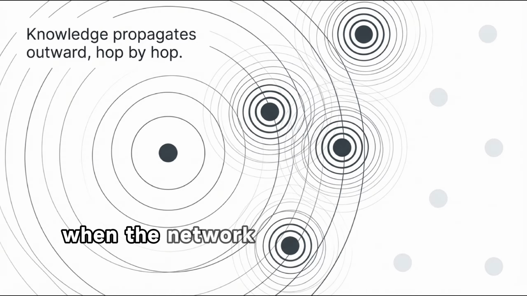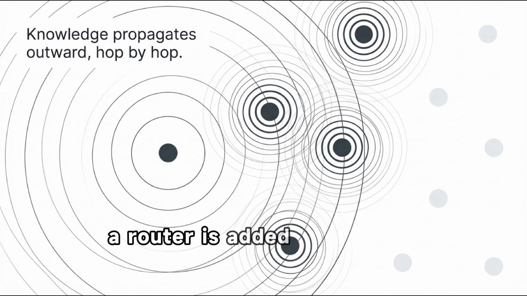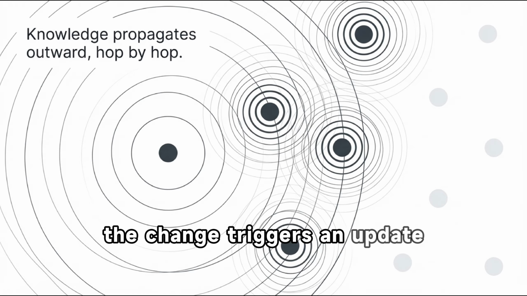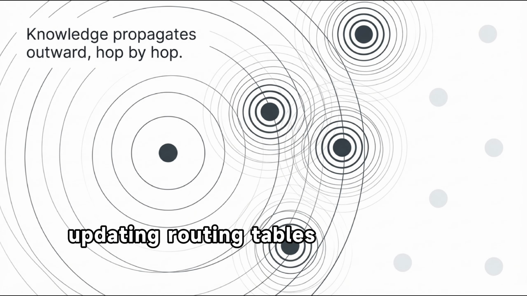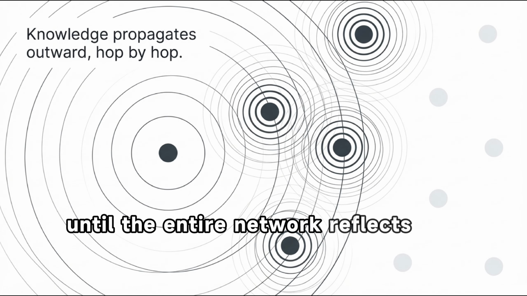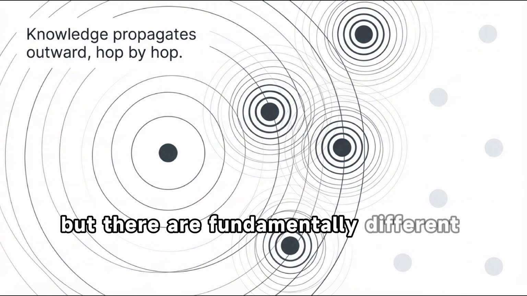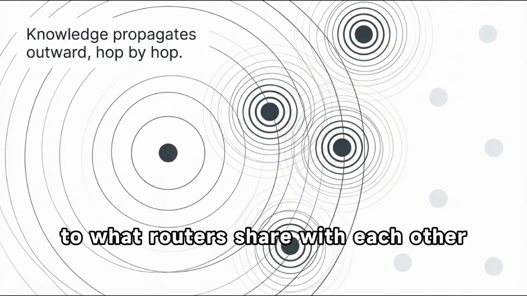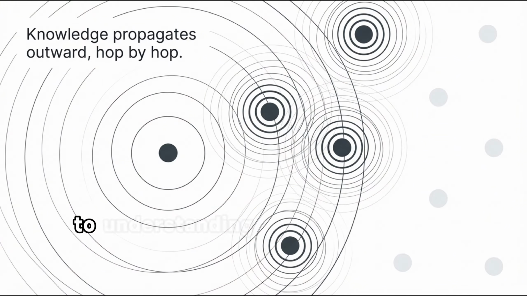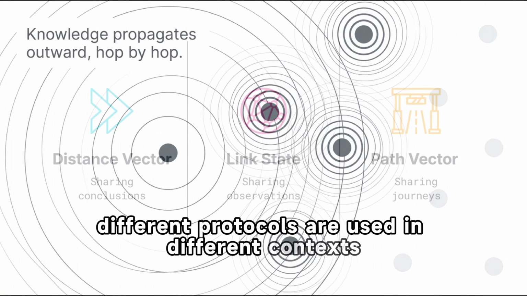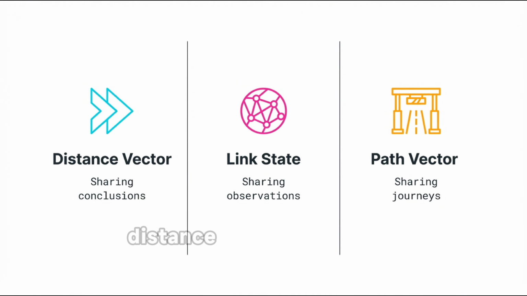Knowledge propagates outward, hop by hop, until every router in the network has a complete enough picture to forward packets correctly. When the network changes, a link fails, a new connection comes up, a router is added or removed, the change triggers an update. New information flows outward from the point of change, updating routing tables as it spreads until the entire network reflects the new reality. But there are fundamentally different approaches to what routers share with each other and how they compute paths from that information. Understanding those differences is the key to understanding the major routing protocols and why different protocols are used in different contexts. There are 3 main families: distance vector, link state, and path vector.